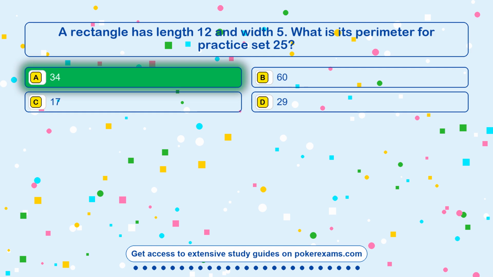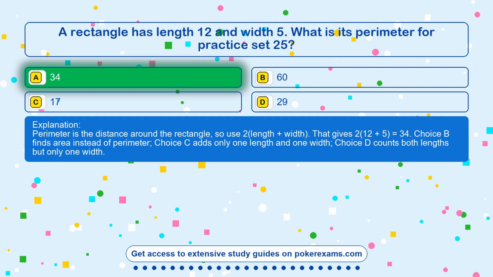The correct answer is option A, 34. Perimeter is the distance around the rectangle, so use 2 times length plus width. That gives 2(12 + 5) = 34. Choice B finds area instead of perimeter, choice C adds only one length and one width, choice D counts both lengths but only one width.